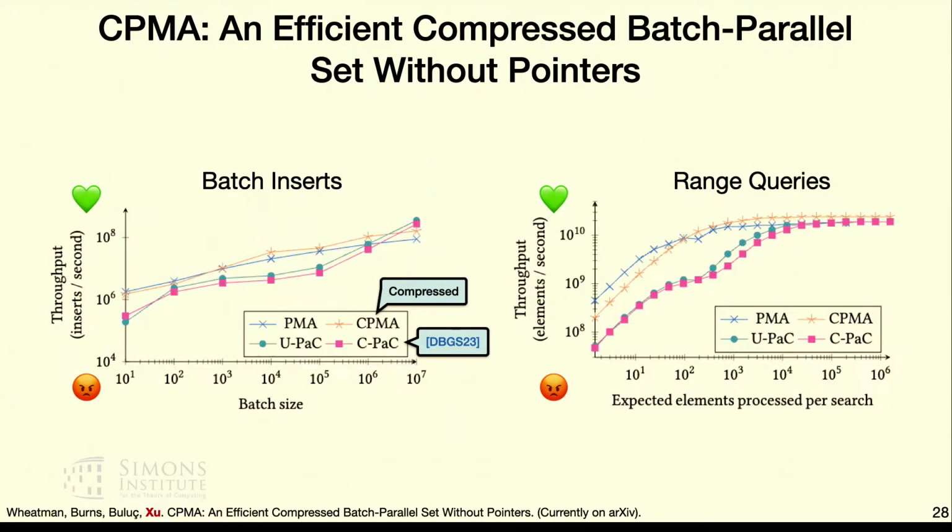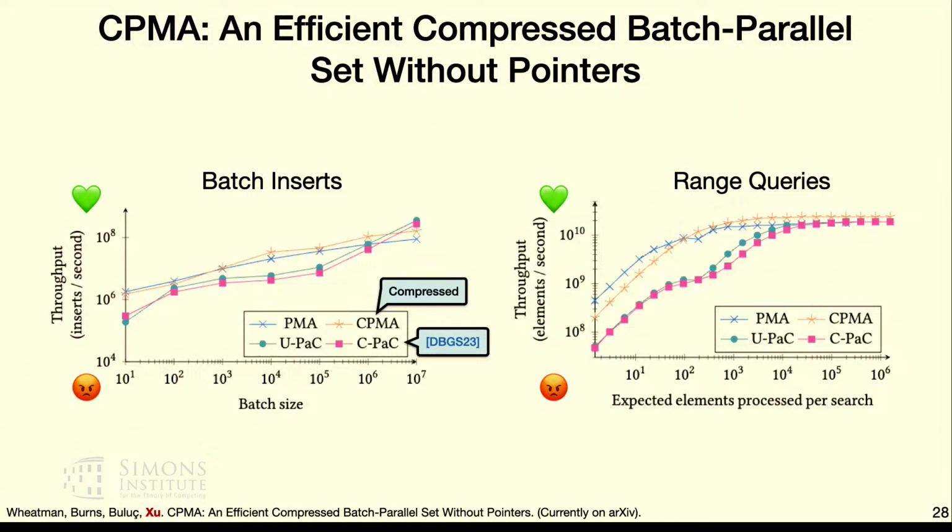The left side is batch insertions. The y-axis is throughput. The x-axis is batch size. There are 4 lines. One is PMA, one is CPMA. Both PMA and CPMA have batch insertions. There's UPack and CPack, which is very recent. It's in a library called CPM, but I don't call it CPM because that's just edit distance 1 from CPMA. So I'm calling it UPack, which is uncompressed B-trees, and CPack, which is compressed B-trees.